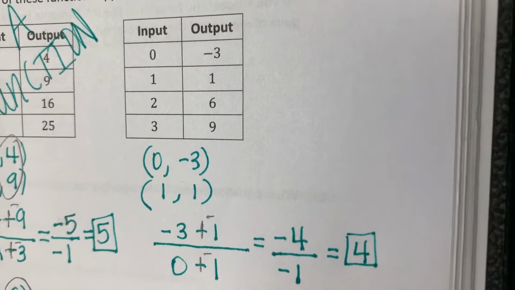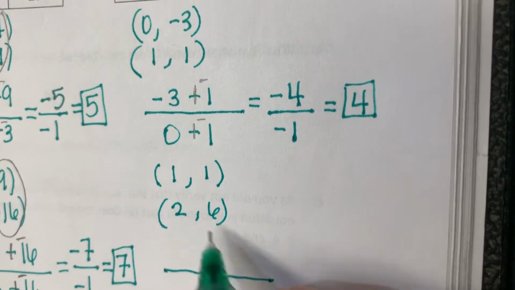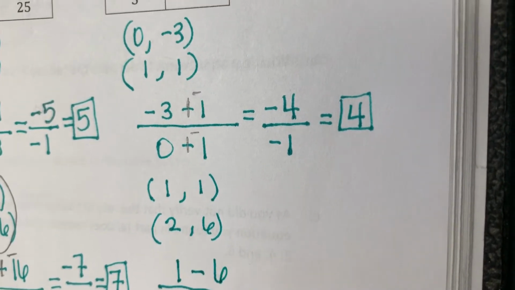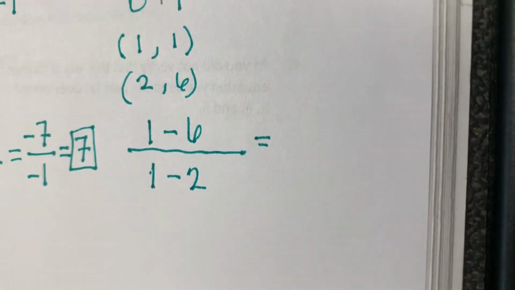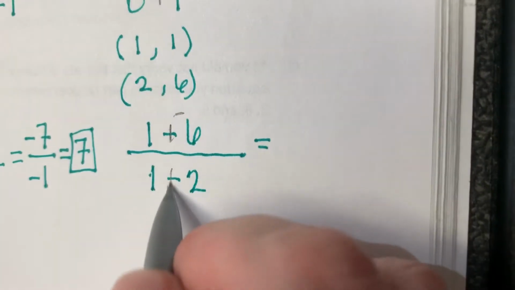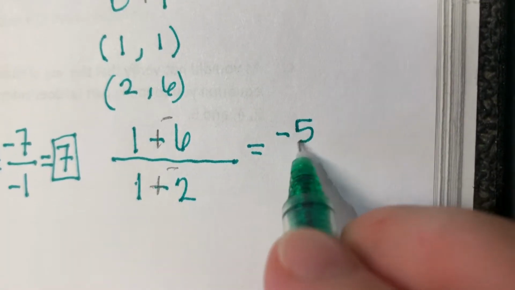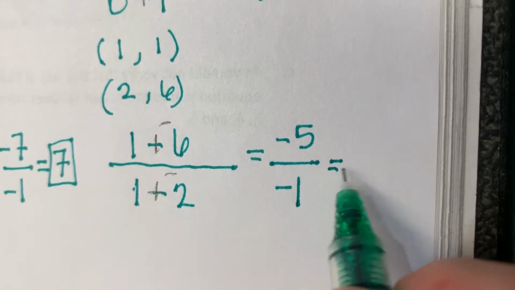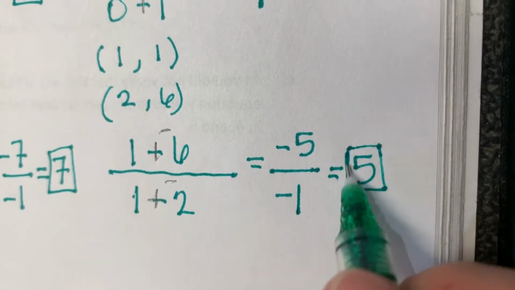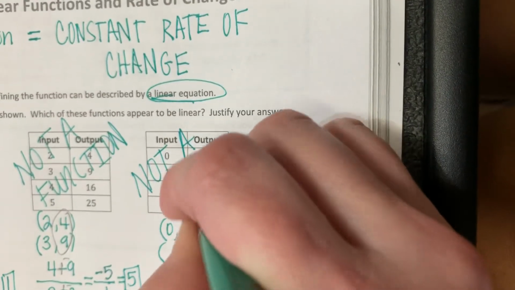So now we're going to take the second and third ordered pair. So in the numerator, we're going to subtract the second numbers, 1 minus 6. Denominator, we're going to subtract the first two numbers, 1 minus 2. So we have to add the opposite. So what's 1 plus negative 6? And then what's 1 plus negative 2? Negative 5 divided by negative 1 is 5. So 4 and 5, is it a function? No. So we're going to put not a function.